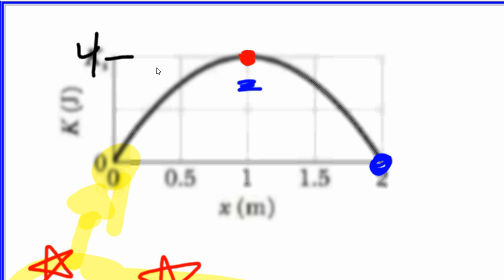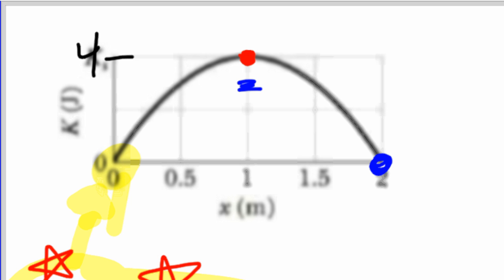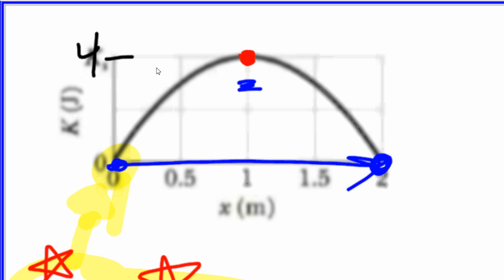Awesome. So somebody tell me, how would I calculate the work done by the applied force as it goes from 0 to 2? The work done by the applied force. What's our expression for that?